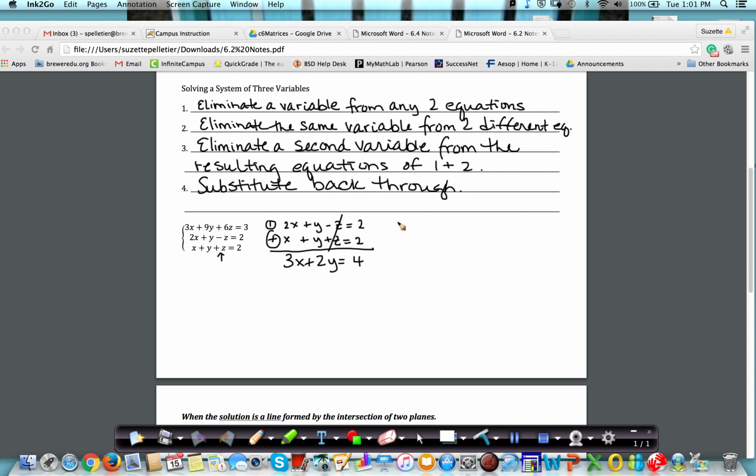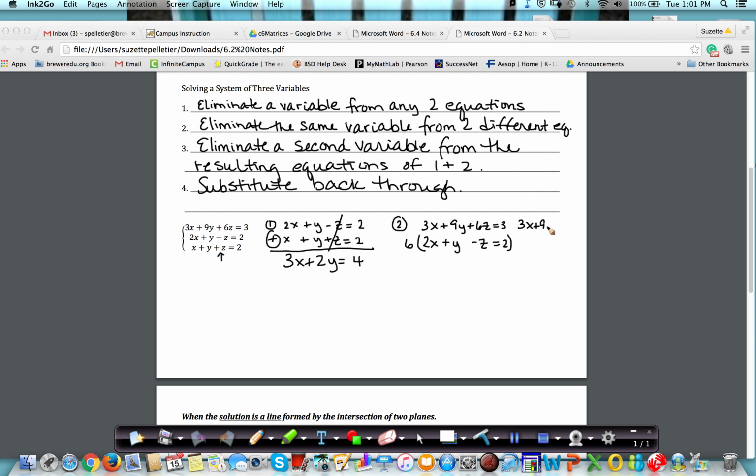Okay? So my second step is going to be to take the first equation, 3x plus 9y plus 6z equals 3, and use it with the second equation, 2x plus y minus z equals 2. In order to get them to eliminate, this one needs to have a 6 in front. So I'm going to multiply that whole second equation by 6. So my top equation is going to stay the same, 3x plus 9y minus 6z equals 3.